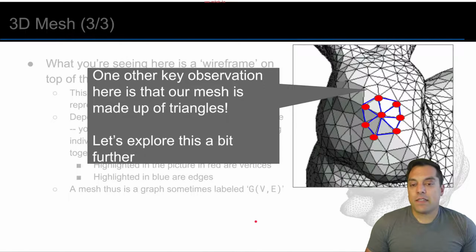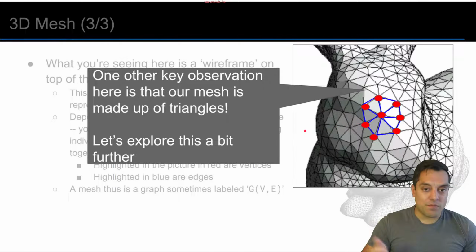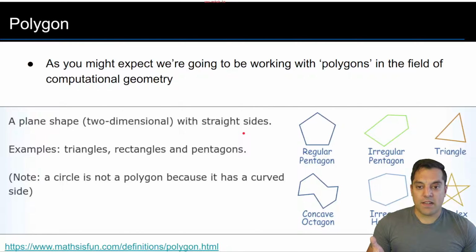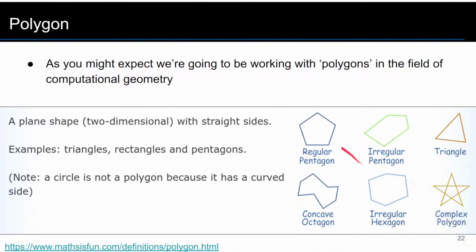Okay, so there are some other key observations to make with this particular 3D mesh. One of them being that this is actually made up of triangles. So, let's explore this just a little bit more here. What we have here, this idea of polygons and triangles. As you might expect, we're going to be working with polygons in this field of computational geometry. So here are some example polygons: regular polygons, irregular ones, triangles, which happen to be particularly important in computer graphics for a multitude of reasons. We can have concave ones, irregular ones, etc.